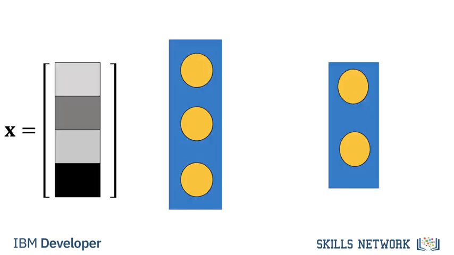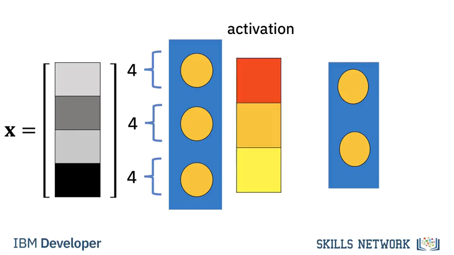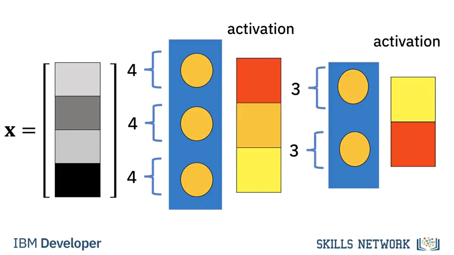Let's see how the following neural network makes a prediction in the following layers. Consider the following input vector with 4 dimensions. Each neuron in the first layer has 4 inputs. As there are 3 neurons, the activation has a dimension of 3. Each neuron in the next layer has an input dimension of 3. As there are 2 neurons in the second layer, the output activation has a dimension of 2.